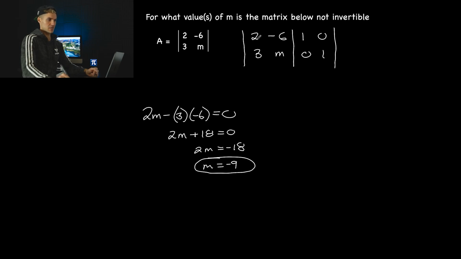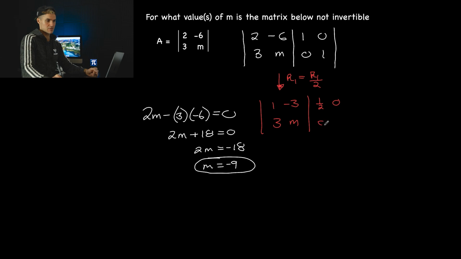So first thing I'm going to do is divide row 1 by 2 to make this 2 a 1. So our new row 1 is going to be our old row 1 divided by 2. So what would happen? We'll have 1, -3, and then this row here is going to stay the same. And then over here we'll end up with 1 over 2, 0. 0 divided by 2 is just 0 still, and then 0 and 1.